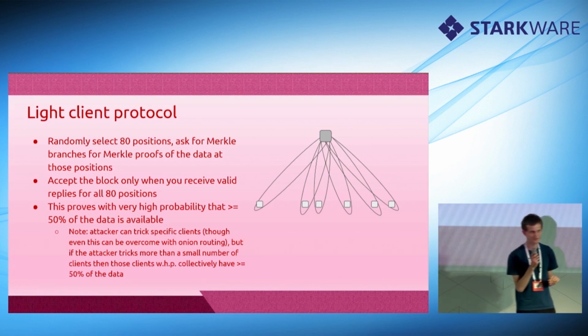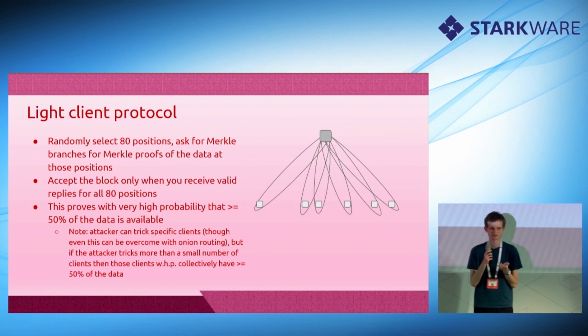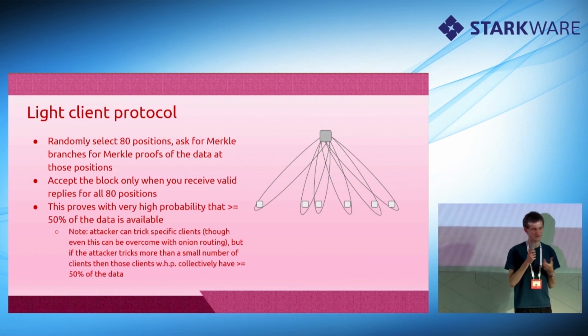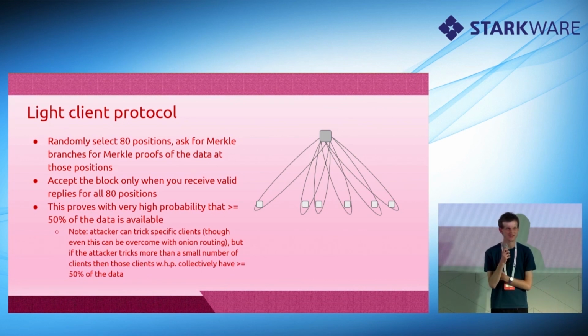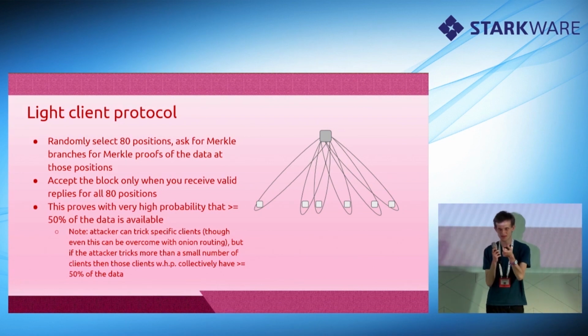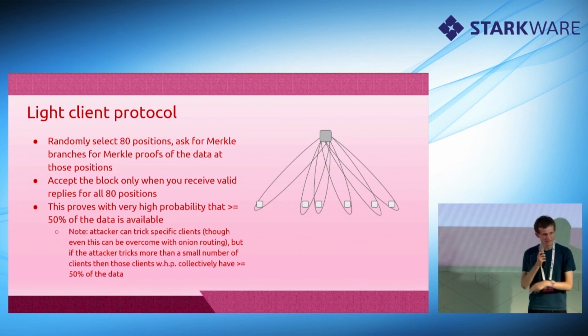Right? So this is kind of similar to what happens already, where you only accept a block after you've downloaded the whole thing. But here, instead of trying to download the whole thing, we're just going to focus on a particular 80 positions. So this is not a good way to verify that the entire data is there, because there could be just one chunk that's missing. And if there's only one chunk that's missing, there's no way any of these clients are going to catch it. But what it does prove is, with very high probability, that more than 50% of the data is available.